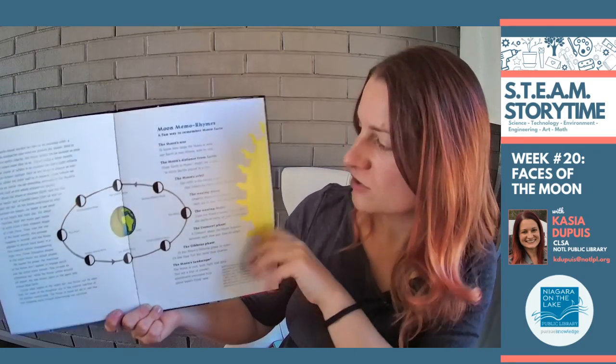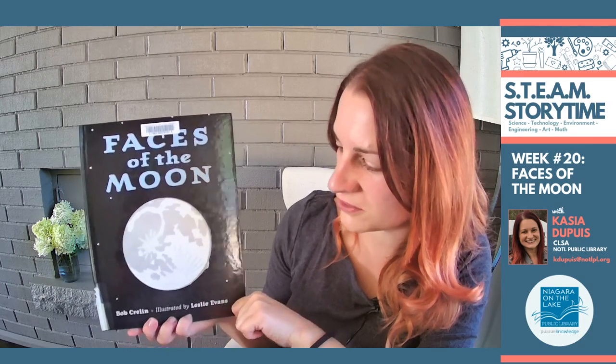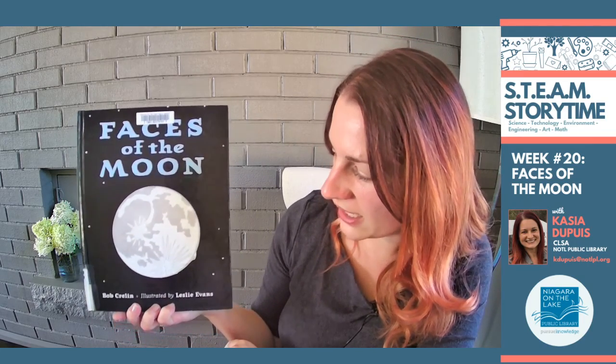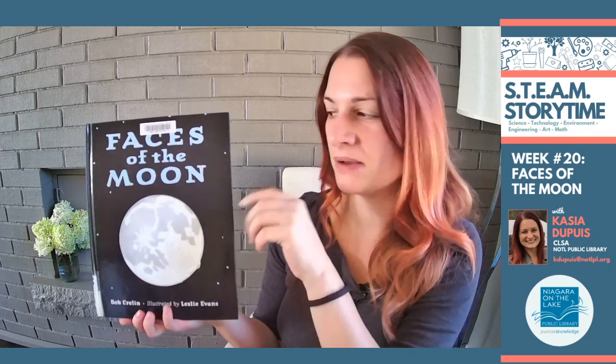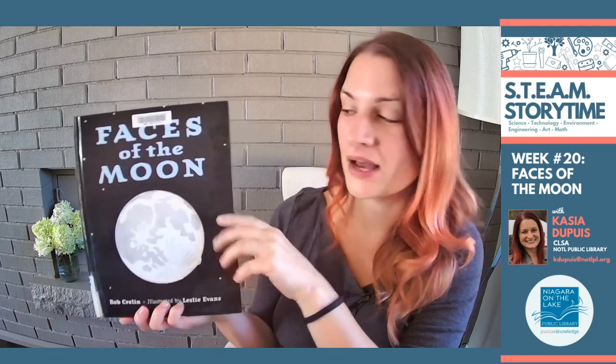Okay, so we'll use these for another day because we're going to do another moon story another day. I have some other stuff planned. But that was one of our favorite books, and this was called Faces of the Moon by Bob Kreilin and illustrated by Leslie Evans, and was published in 2009 by Charles Bridge Publishing Company, so thank you very much. And this you can borrow from the library. So if you love this book, you want to explore this a little bit more, you can put it on hold and do a curbside pickup at the library for Faces of the Moon. We also have some other really good moon books as well.